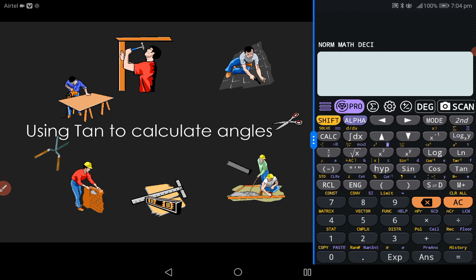I hope you have learned something. In our next lesson, we are going to look at how we can find angles given the sides, and also the other trigonometric ratios such as sine and cosine.